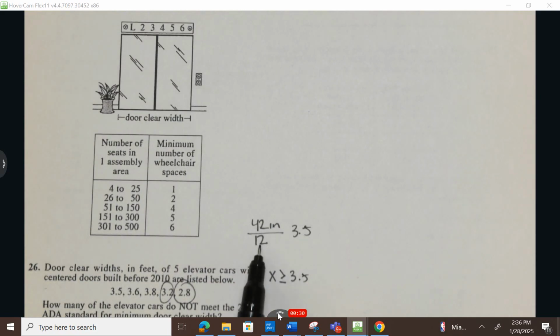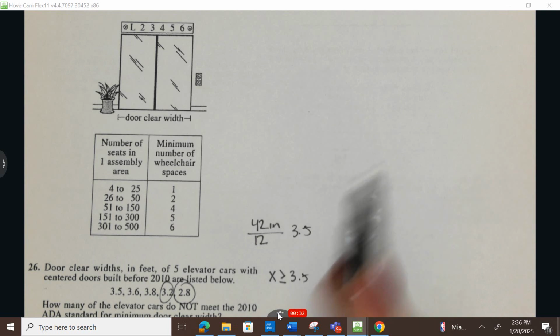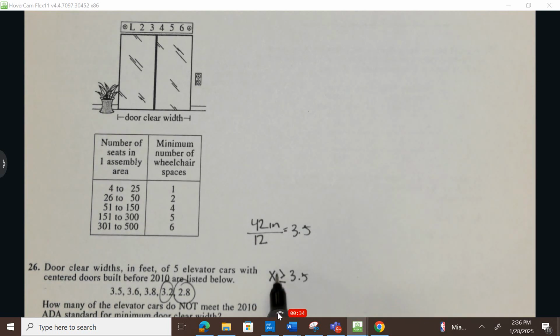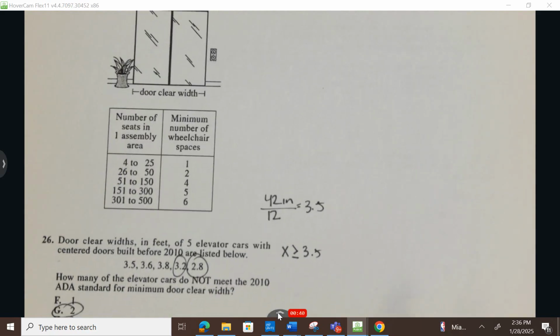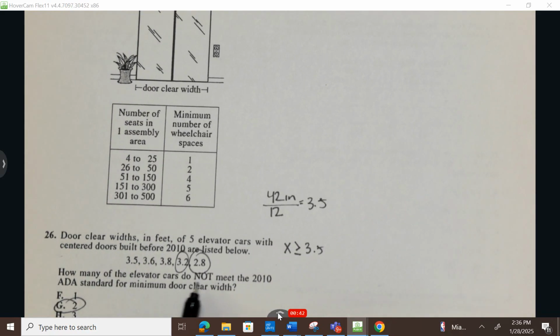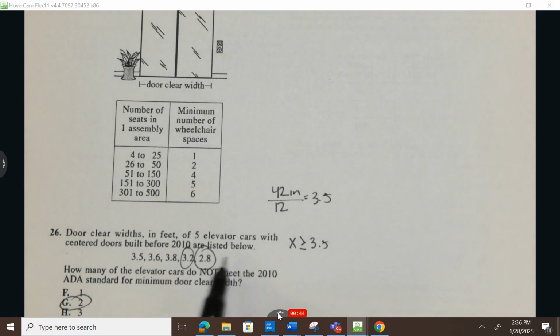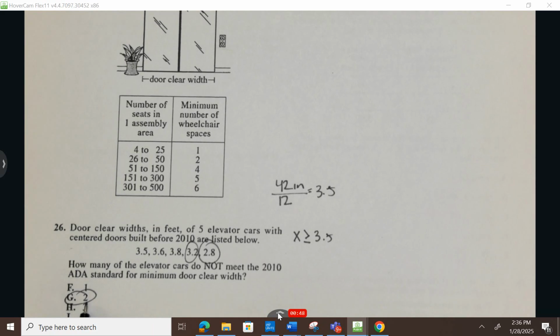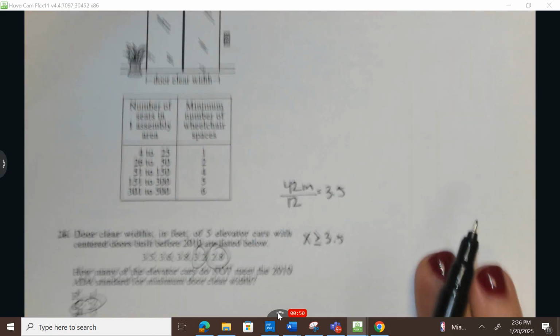So I'm taking 42 inches and converting it to feet. I know there's 12 inches in 1 foot. 42 divided by 12 is equivalent to 3.5. So I know that the minimum door clearance has to be greater than or equal to 3.5 to meet this requirement. How many of the elevator cars do not meet it? So I look at the list that's provided. I have 2 that are less than 3.5. The answer to number 26 is going to be G.